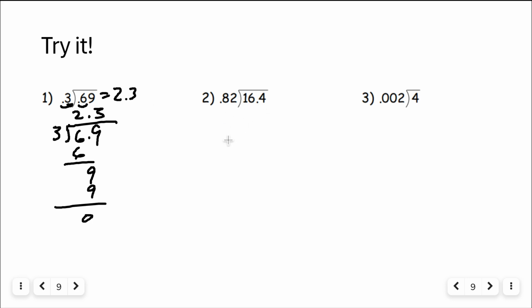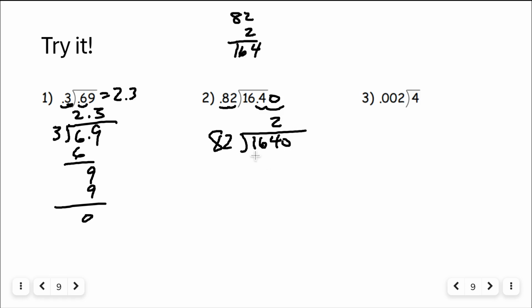0.82 into 16.4. I'm going to move the decimal 2 places here. I'm going to move the decimal 2 places there. Now, I don't have any number here, so I'm going to fill it in with a 0. So this is going to become 82 into 1640. 82 does not go into 1. It doesn't go into 6. It does go into 164 2 times, right? 82 times 2. 2 times 2 is 4. 8 times 2 is 16. It is 164. 164. 0, bring down the 0. 82 goes into 0. 0 times, no remainder. The answer is 20.